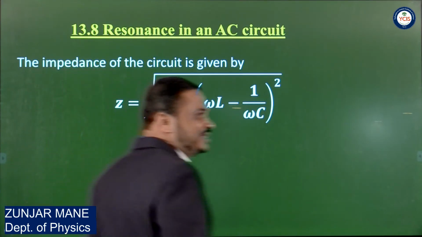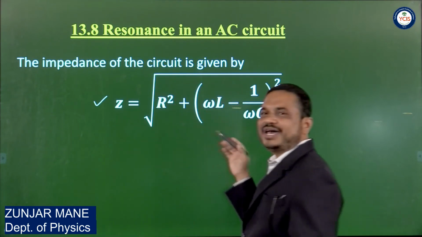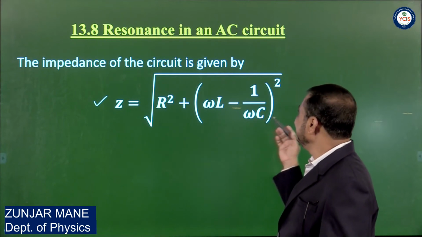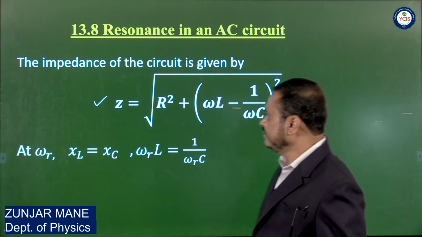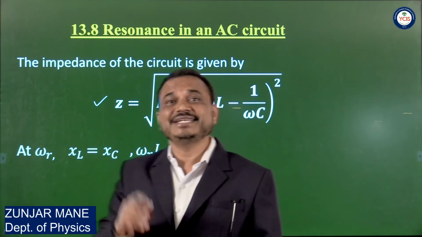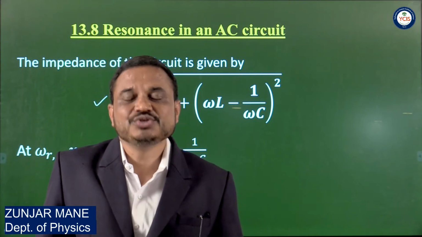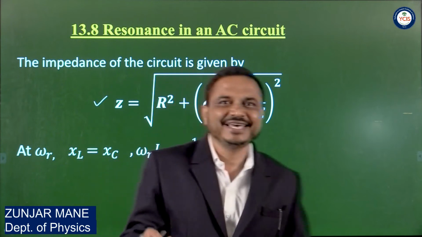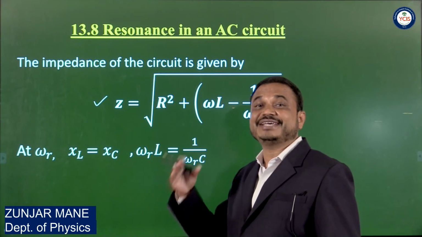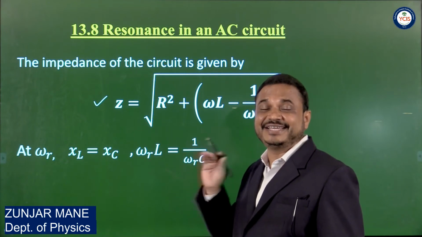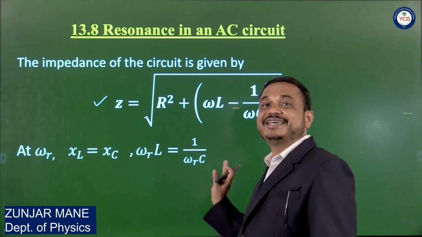The impedance of the circuit is given by the equation Z equals under root R square plus (omega L minus 1 upon omega C) whole square. We see that XL is directly proportional to F and XC is inversely proportional to F. If we increase the frequency, XL increases and XC decreases. And if we decrease the frequency, XL decreases and XC increases.